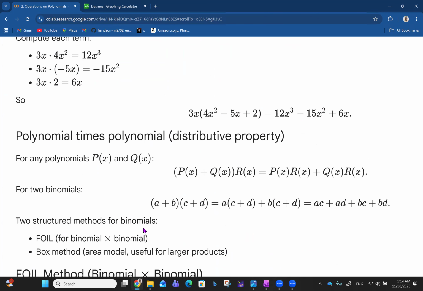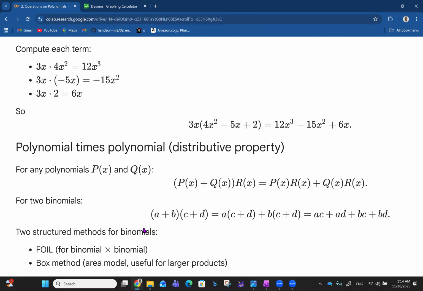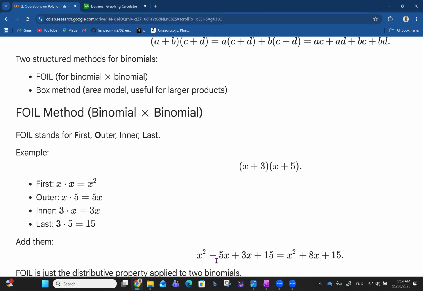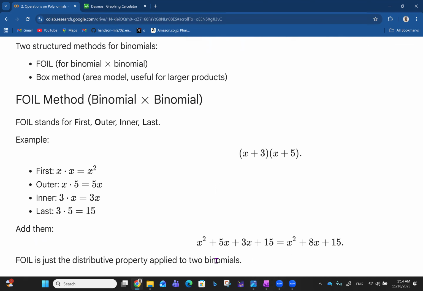So there are two structured methods for binomials, right? We have the FOIL method for binomial multiplied by binomial, and we have the box method, that's the area model, useful for larger products. So for FOIL, what I just did is the FOIL method. FOIL stands for first, outer, inner, last, where you have x plus 3 times x plus 5 now. So you take x, multiply x by x, then multiply x by 5. So that's first, outer, then inner and last.